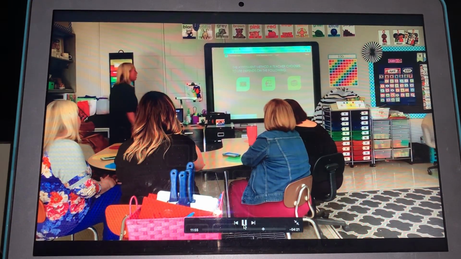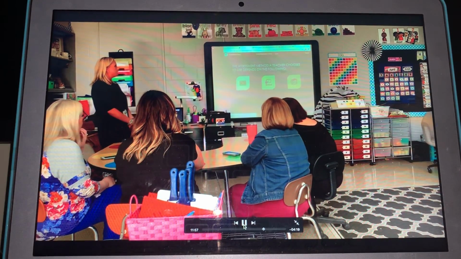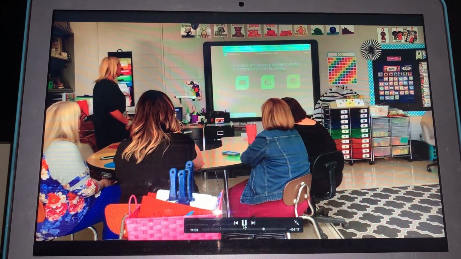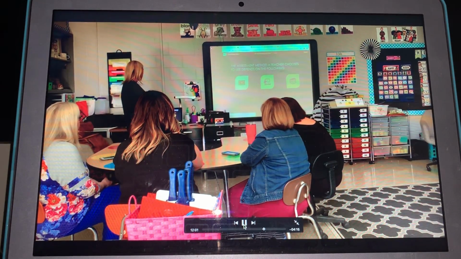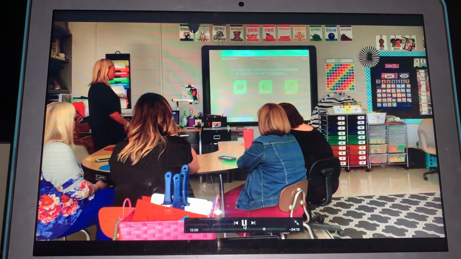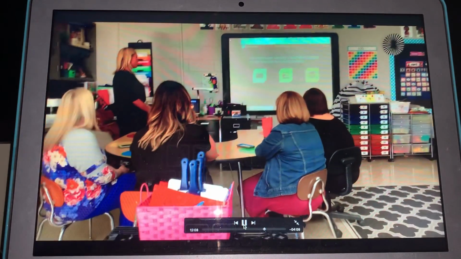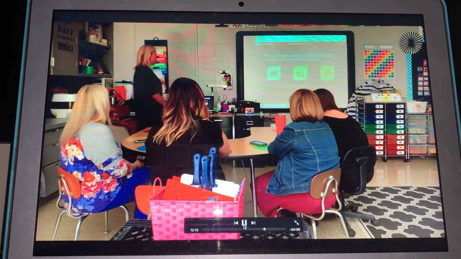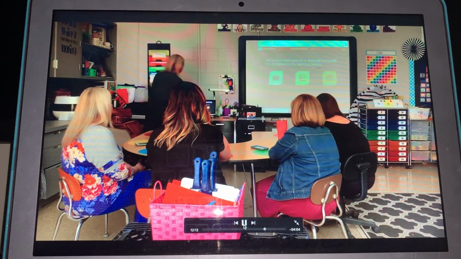The assessment methods that a teacher chooses depend on the following. The first one is the nature of the information that's being taught, the purpose of the instruction, and then what the instructor wants to learn from that particular assessment.